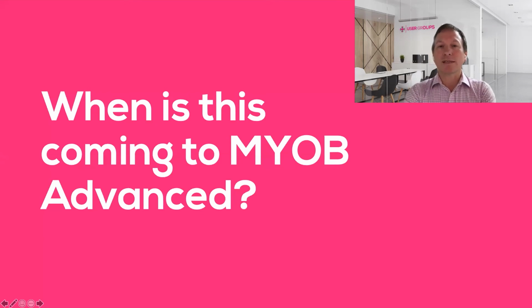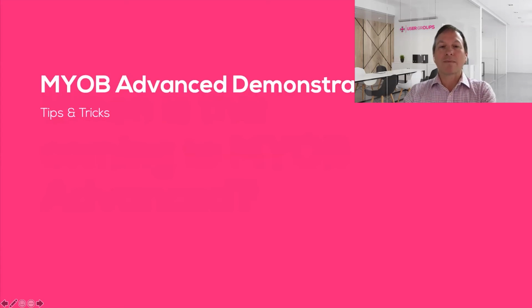And typically we do see that sort of 6 to 12 month window between when the Acumatica release is in general availability and when that's localized and released by MYOB. So we'd expect that to be most likely first half of 2022 at this stage.